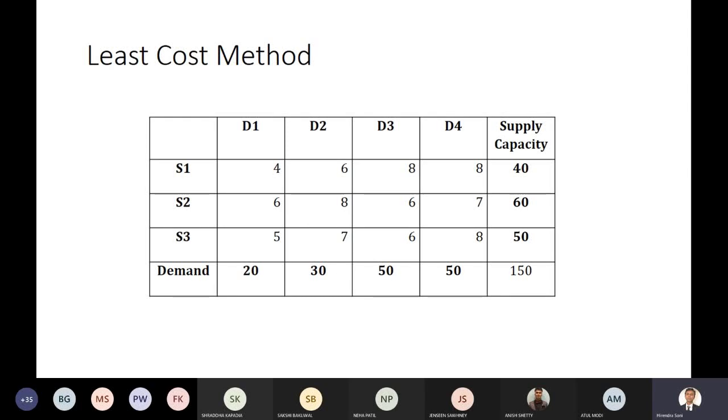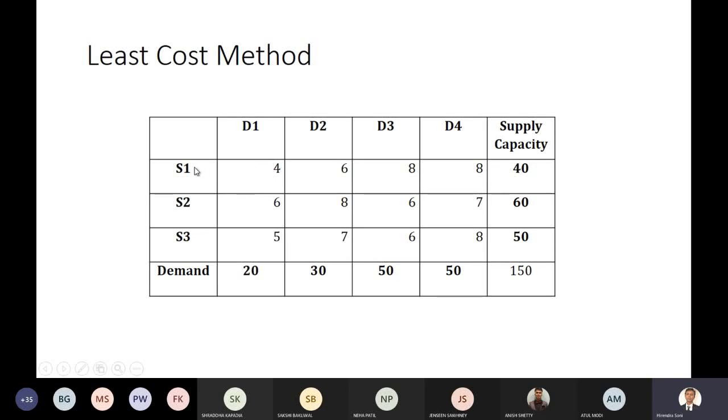So in this case, normally you have your demand centers. So 4 demand centers and then 3 suppliers. Every supplier has a different supply capacity, and similarly different demand centers have different demand. So now what is indicated here is the unit cost of satisfying the demand.